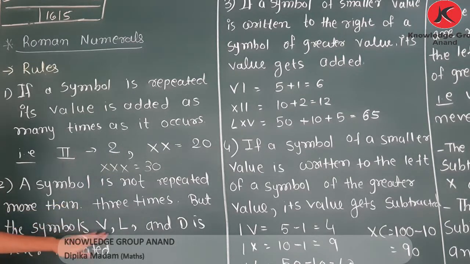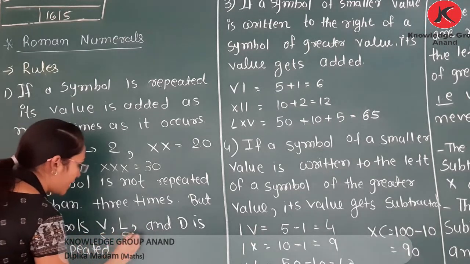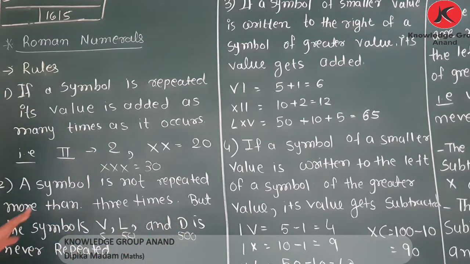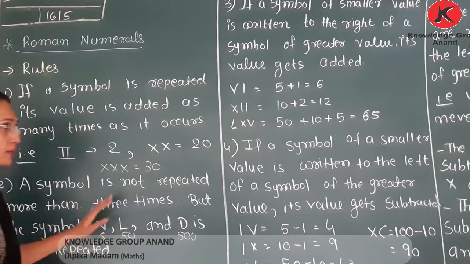But the symbols V, L and D are never repeated. V means 5, L means 50 and D means 500. These symbols will never repeat.